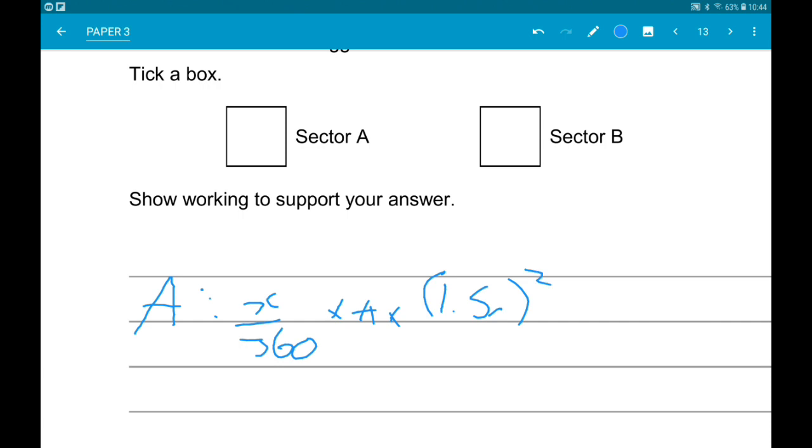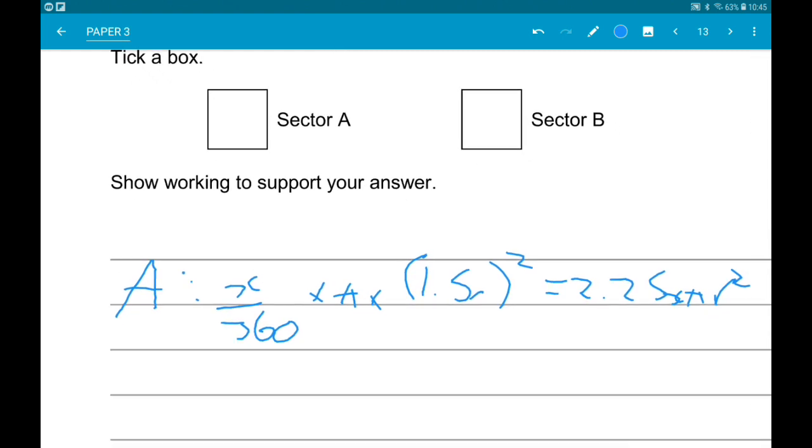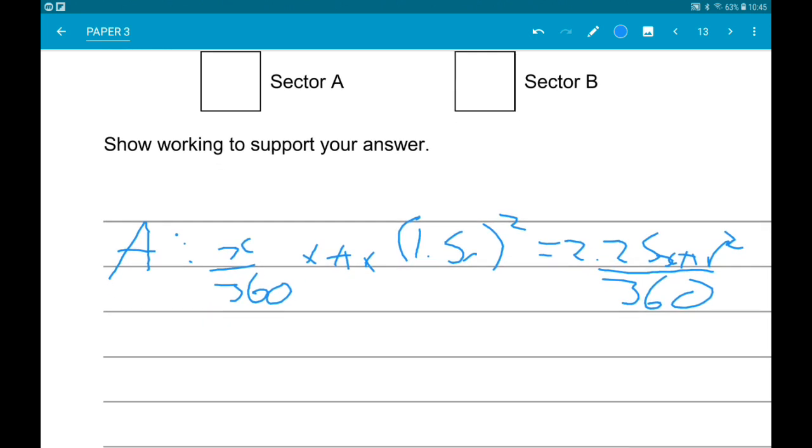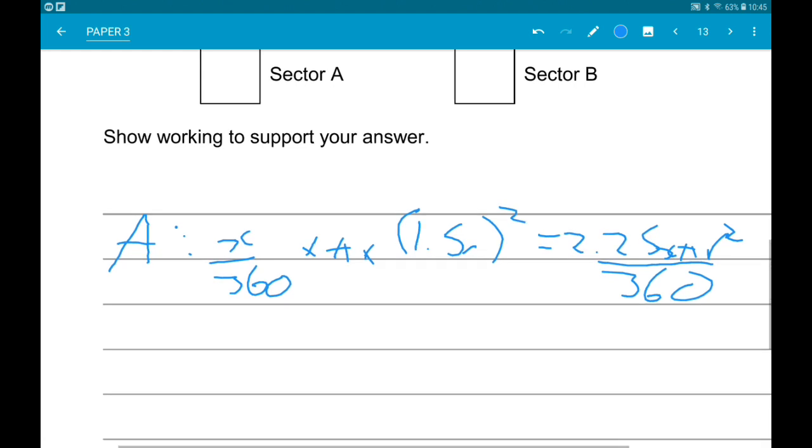Now that is going to give us 2.25 x pi r squared all over 360. Now if you put 2.25 over 360 into your calculator, it gives you 1 over 160. So this is x pi r squared over 160.